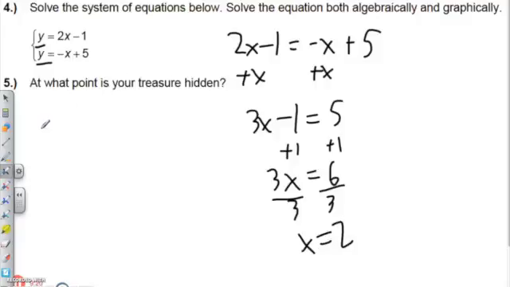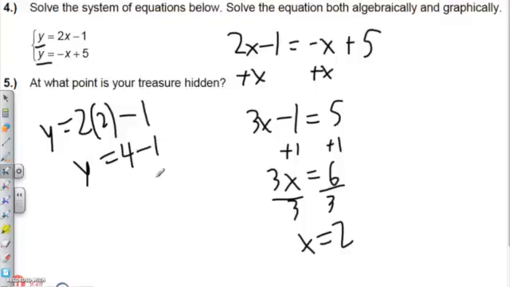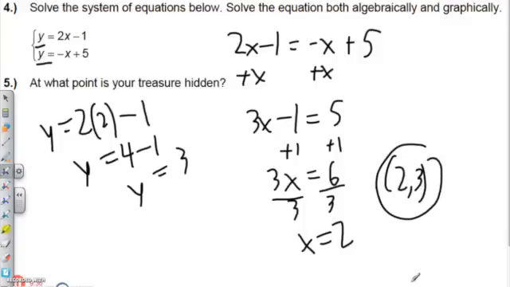Have to plug back in and find y. Y is equal to 2 times the value 2 that we now know for x. So y is equal to 4 minus 1. So y is equal to 3. So we're going to look at the ordered pair (2, 3). So we'll go back to our map.